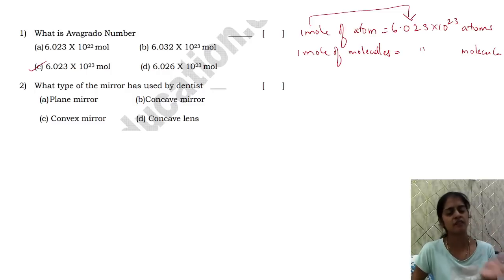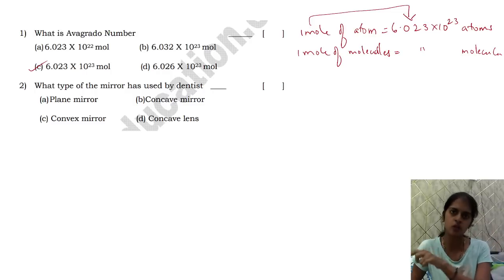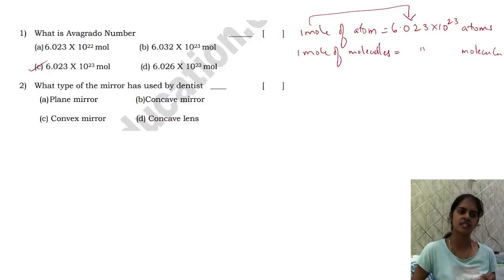Like one dozen of apple means 12 apple. 1 dozen of mango means 12 mango. 1 dozen of banana means 12 banana. So 1 dozen means 12. So here also 1 mole means Avogadro number. What is that Avogadro number? 6.023 × 10^23.